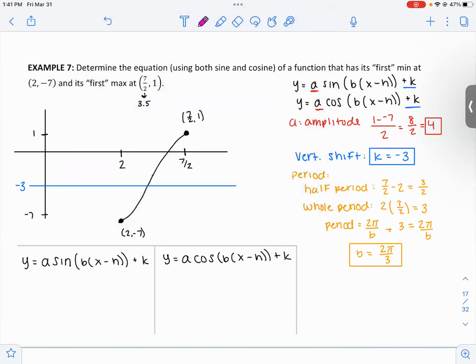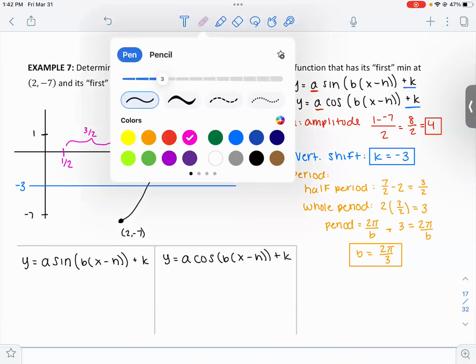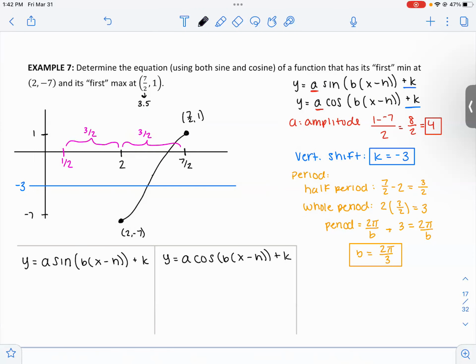And to do that, I need to figure out what some of my x values would be. So if I know that this is 3/2 or 1.5, I have to have another 1.5 over here somewhere. And yeah, you're probably doing this in your head. If I know that second half of my period has to be 3/2, that means that this here has to be 1/2. So when I get to 1/2, I am at another maximum.